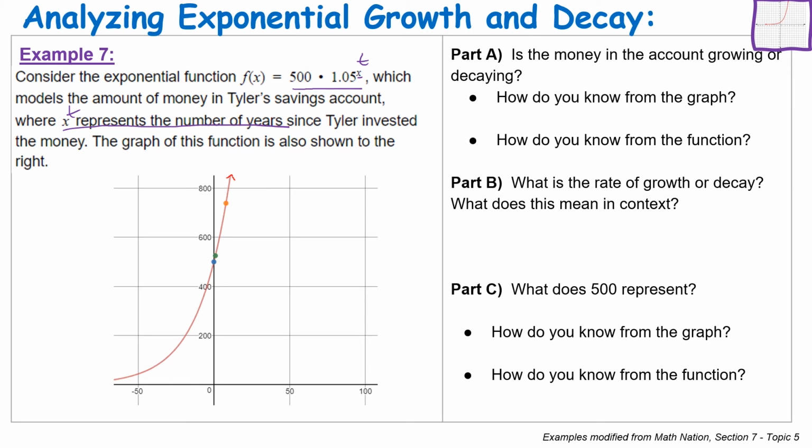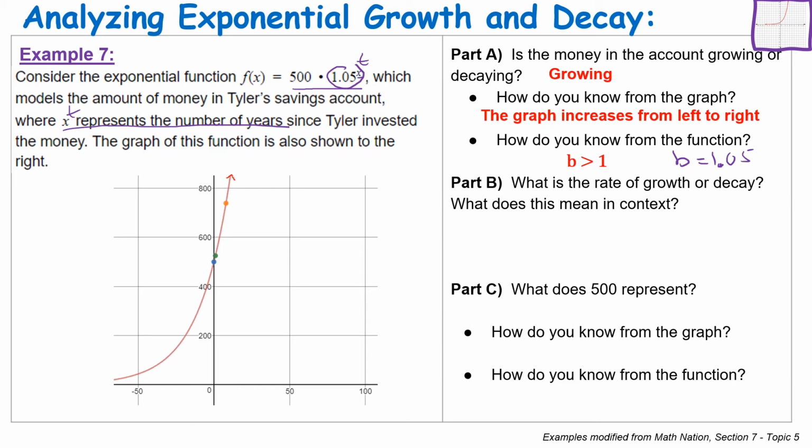So part A, it says, is the money in the account growing or decaying? That is growing. How do we know? From the graph. The graph increases from left to right. How do you know from the function? That is because b is greater than 1. In this case, b is 1.05. So that is greater than 1, and so that is a growth.